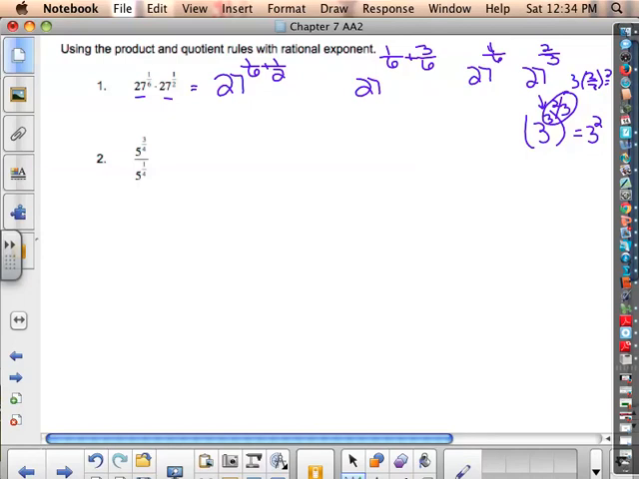Number 2, I have like bases. I'm dividing, so this time it becomes 5 to the 3/4 minus 1/4. That becomes 5 to the 2/4. I can reduce that, and it is 5 to the 1/2. In radical notation, that's the square root of 5. So the idea is that you practice a lot of this so that you can move back and forth very easily between the notations and become very, very familiar with these types of problems.